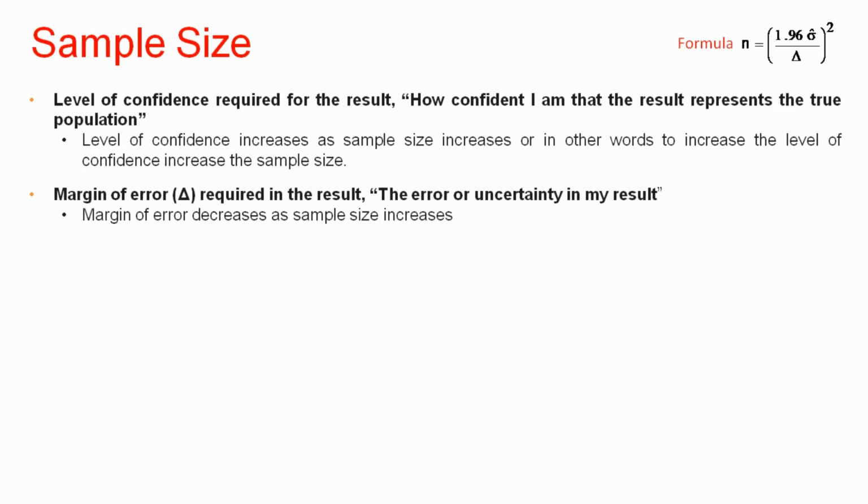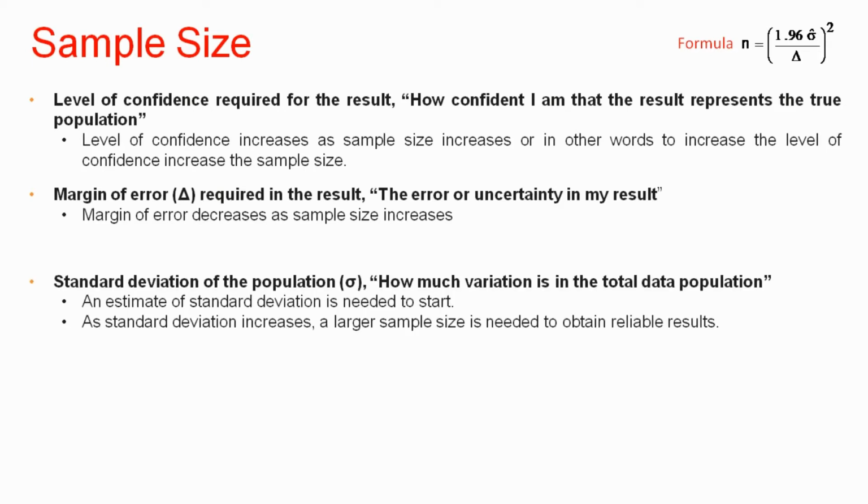Suppose in a manufacturing setup you are required to produce rods with 4 cm diameter and there is a margin of error allowed by the customer which is plus or minus 0.1 centimeter. So it means you can produce rods with diameter between 3.9 to 4.1 centimeters.